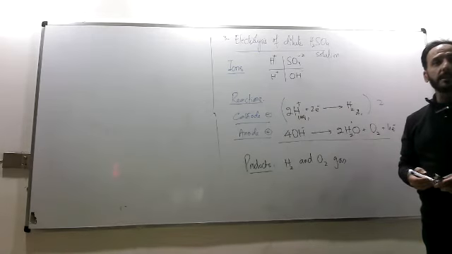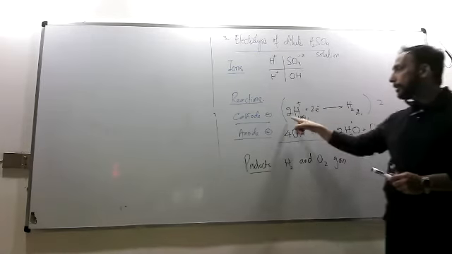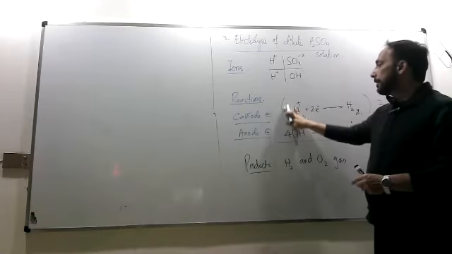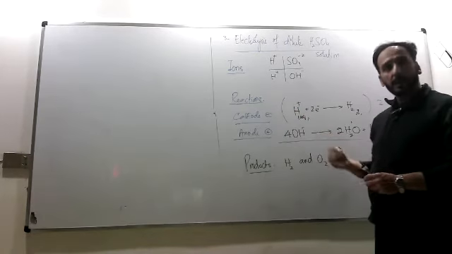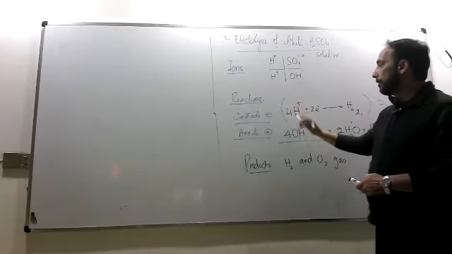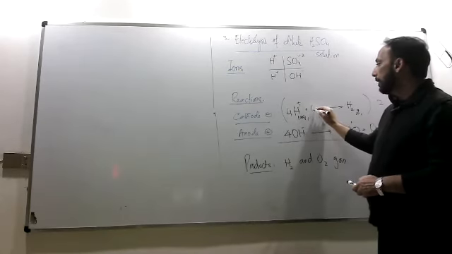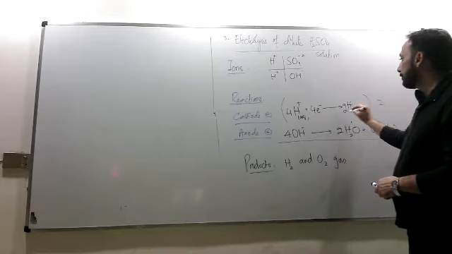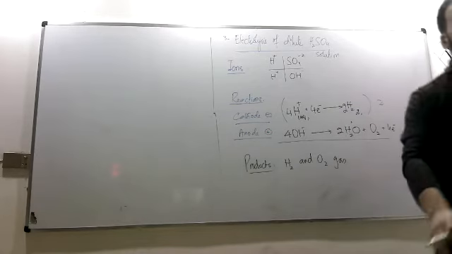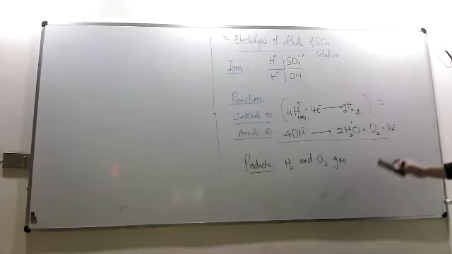So when we multiply this equation by 2, it will become what? 4H positive. Everything multiplies, right? So this will become 4H positive. आप बेशक दोबारा अलग से बना लें equation. Multiply करके 2 से, that will be 4 hydrogen, 4 electron, 2H2. This would be my equation to balance electrons. I multiplied cathode reaction by 2.